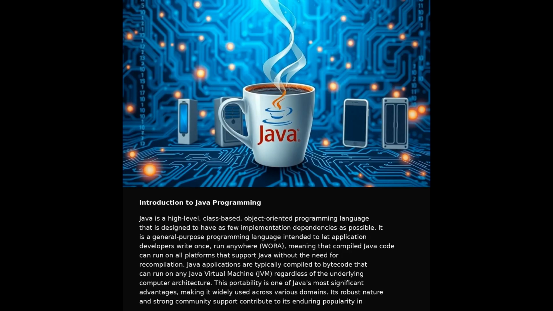Introduction to Java Programming. Java is a high-level, class-based, object-oriented programming language that is designed to have as few implementation dependencies as possible. It is a general-purpose programming language intended to let application developers write once, run anywhere, WORA, meaning that compiled Java code can run on all platforms that support Java without the need for recompilation.